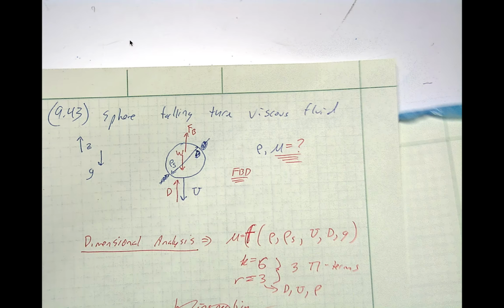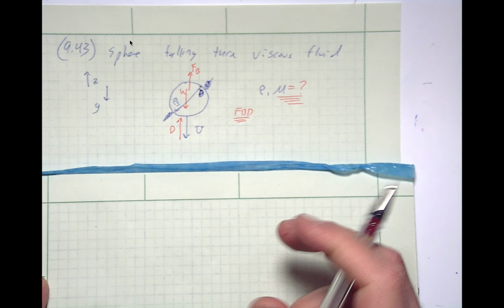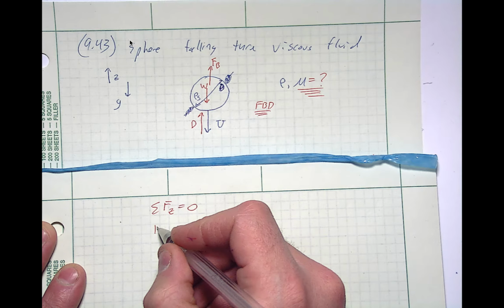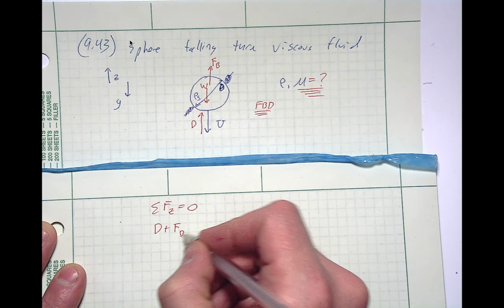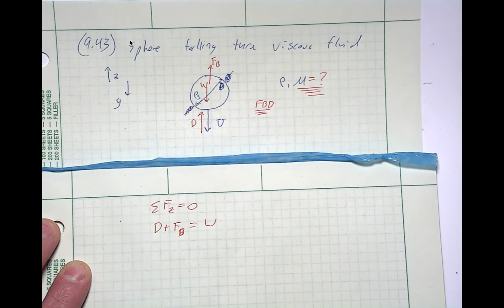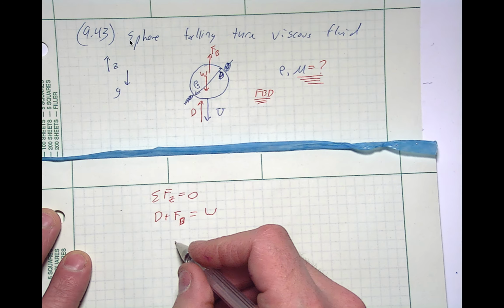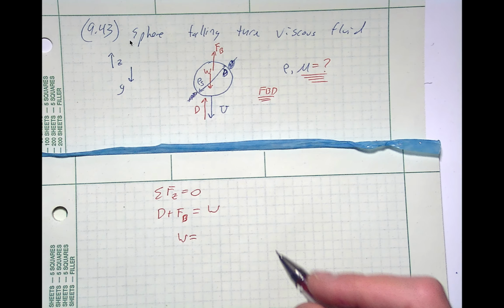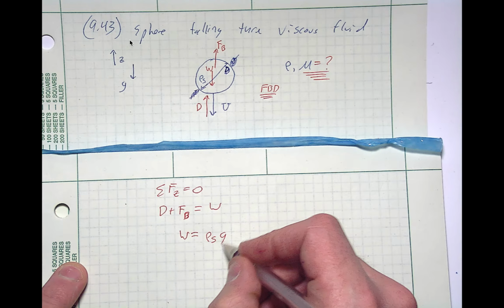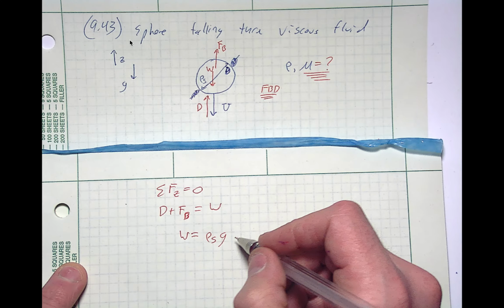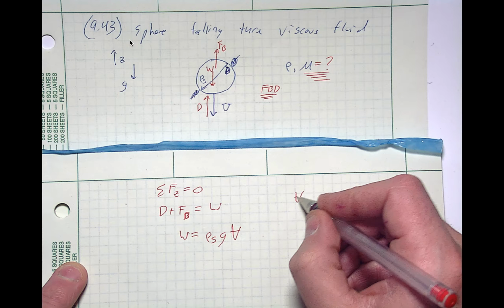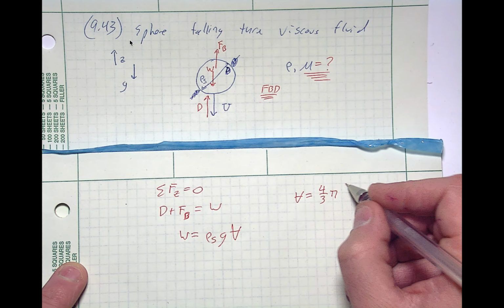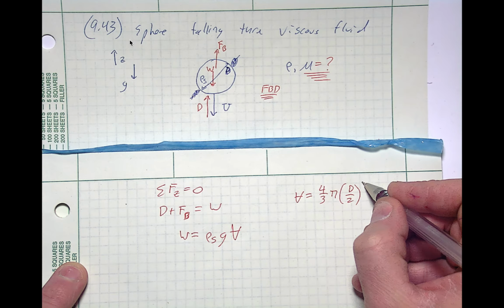So the sum of the forces in the z direction is 0, means that our drag plus our buoyant force must balance the weight. Let's take each of them separately, and we'll start with the easiest ones. Let's start with the weight. The weight is just the density of the sphere times gravity, so its specific weight times the volume over which that acts. And the volume of a sphere is just 4/3 pi r cubed, or d over 2 cubed.